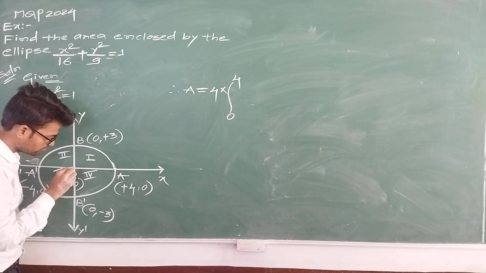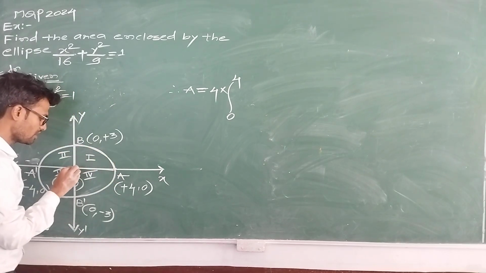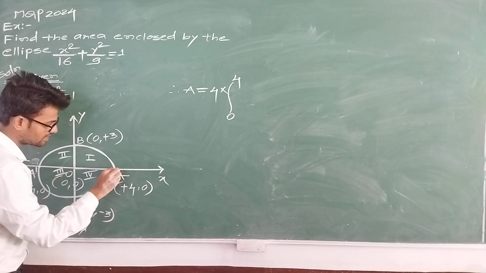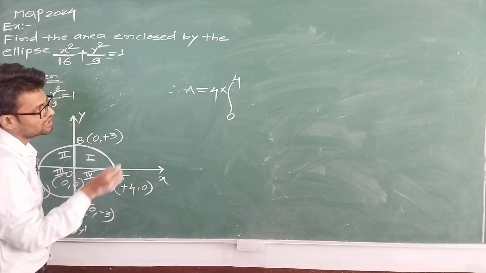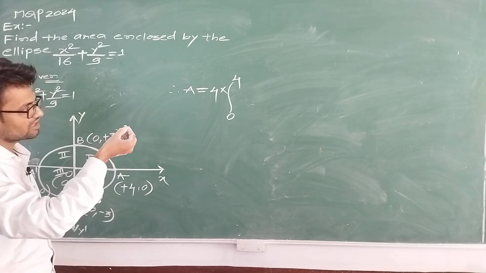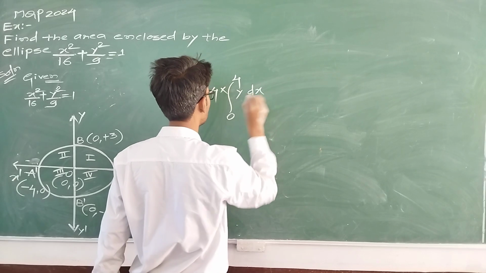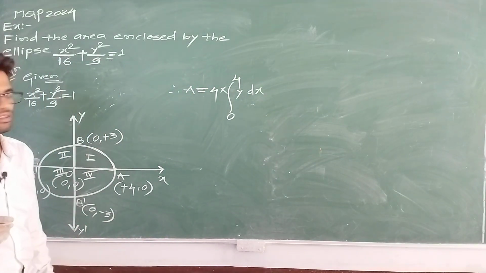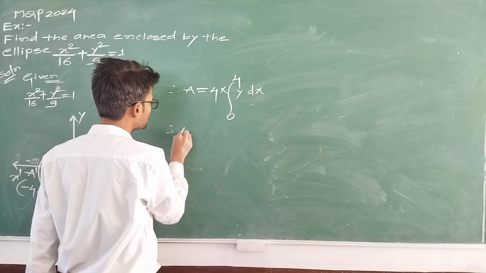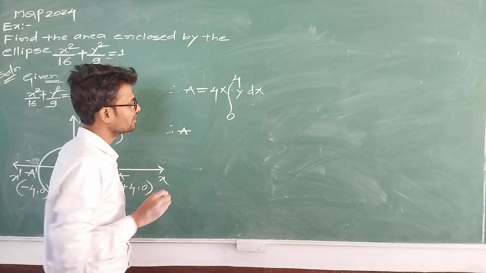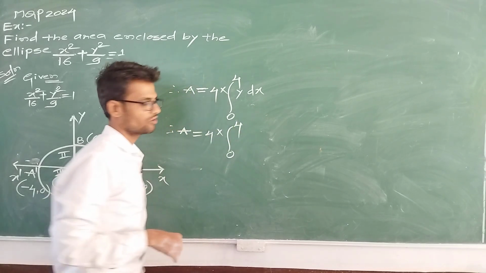So why integration from 0 to 4? This first region starts from 0 and ends at the point A. The coordinates of A are (4, 0). Hence, the limits of the integral are from 0 to 4. After that, you write y into dx. So therefore, I'll write area A equal to 4, you write as it is, integration from 0 to 4, also you write as it is.